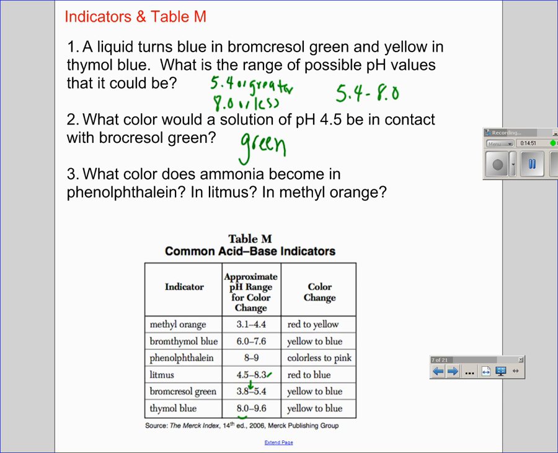Finally, what color does ammonia? You should have bells going off in your head. Ammonia is a base, right? It's on table L. What color would it be in phenolphthalein? Well, a base in phenolphthalein is most likely going to be, at the higher pH level, most likely going to turn pink. In litmus, it's most likely going to be blue. And in methyl orange, it's going to be at the upper end of the scale. It's going to be yellow.